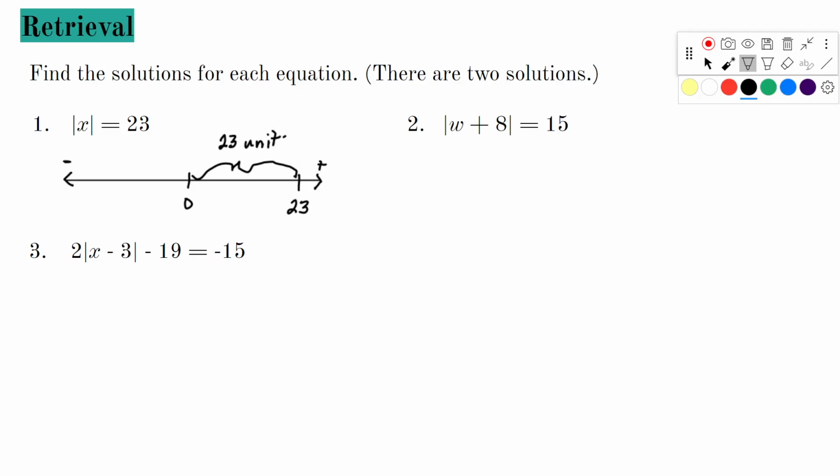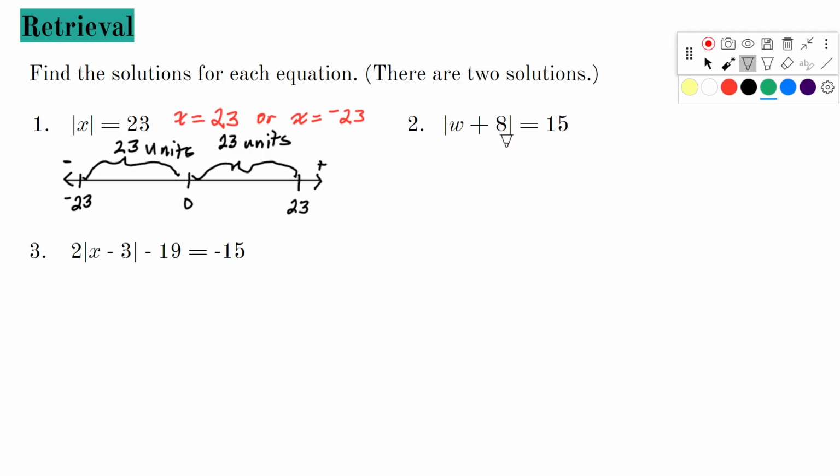But we also have one on the other side. We have negative 23 is also a distance of 23 units. So the solution for number 1 is that x equals 23 or x equals negative 23. So we need to keep that in mind, that when we're solving an absolute value equation, we can have up to two solutions.